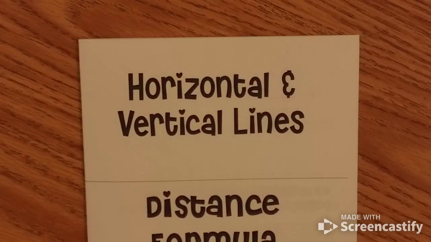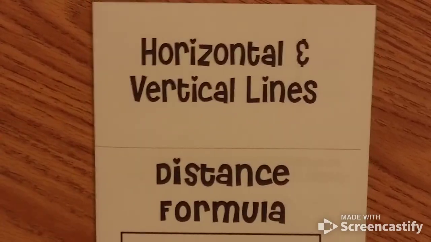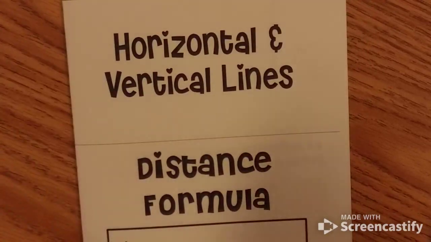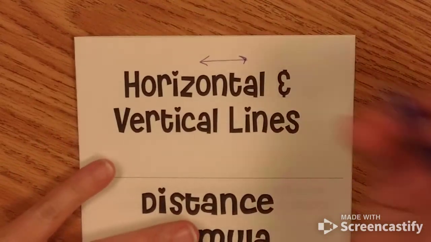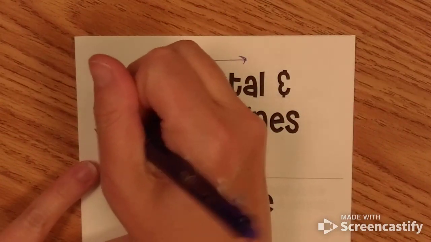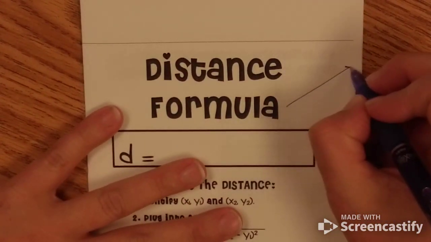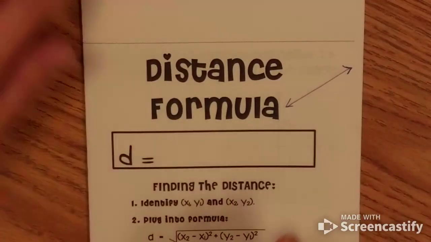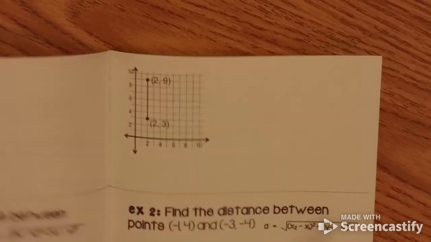Everybody. Today we're going to talk about distance of horizontal and vertical lines and also distance of diagonal lines. So remember, horizontal lines go left and right on the page and vertical lines go up and down on the page. But if we needed to find distance of a diagonal line, we're going to use the distance formula. So let's take a look just right now at the top one, horizontal and vertical lines.